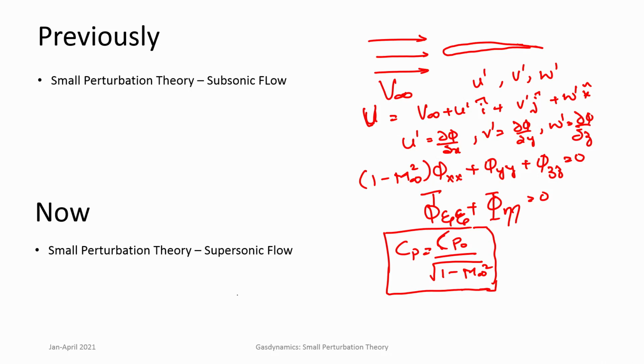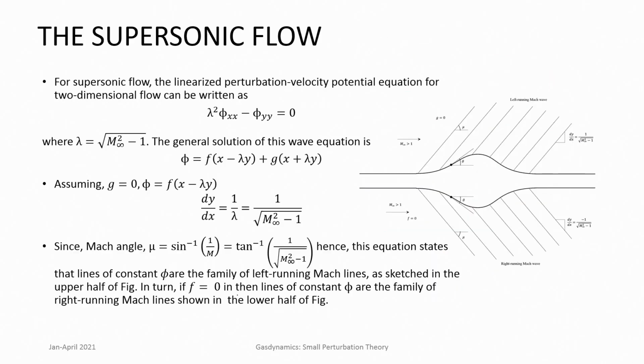Now, in this particular class we will look at supersonic flows. In supersonic flows, the value 1 minus M infinity square in that particular perturbation relation, it goes negative because M infinity is greater than 1. So, consequently a corresponding change is made. So, it is written as minus of M infinity square minus 1. So, then if you make it, then it will become lambda square phi x x minus phi y y equal to 0, where lambda is square root of M infinity square minus 1.